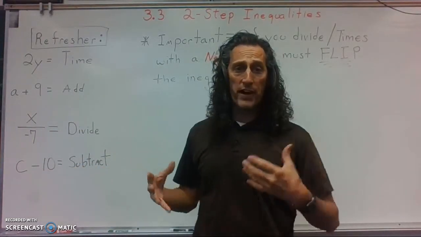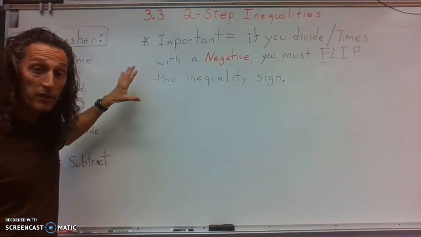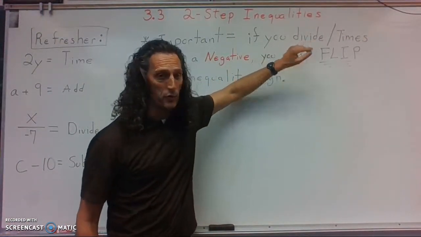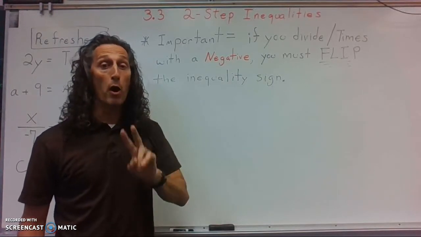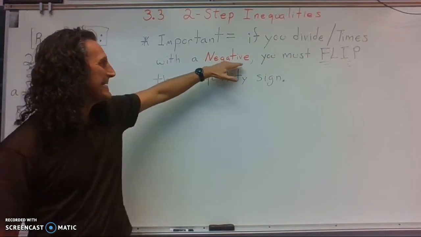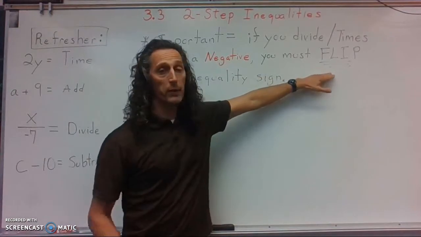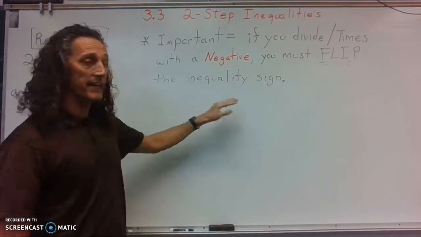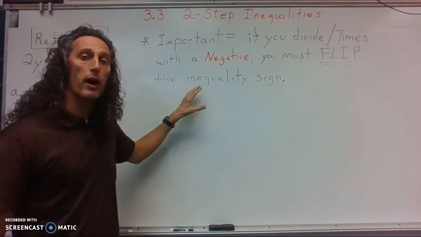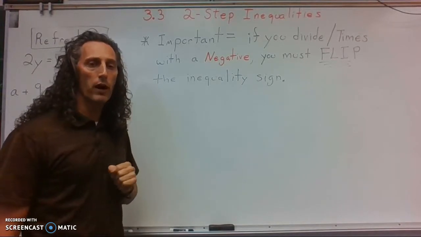Now, the other most important fact is right behind me: with inequalities, if you divide, so this only works with division and multiplication, only those two. If you divide or times with a negative number, you must flip or turn around that inequality sign. So remember that. I'm going to put a star next to all the problems that have that feature, but you're going to need to train your eye to know when to do that.